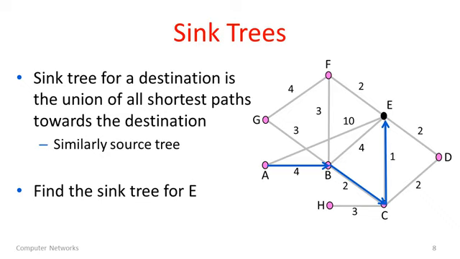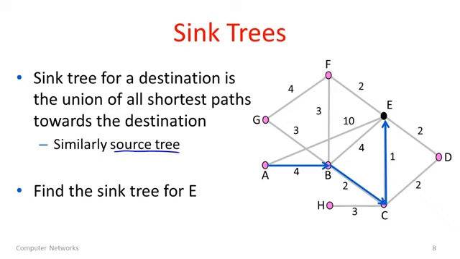You can also similarly, in our formulation, find source trees, which would be all of the paths from one node, say E again, out to all other nodes. In fact, given that we're looking at bidirectional links with equal cost, the sink tree and the source tree will basically be the same. They'll just be pointing in different directions, to go towards the root or away from the root. And I'll use them a little interchangeably too, depending on what is most convenient. So let's find the sink tree for E.